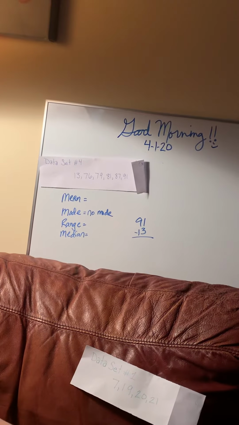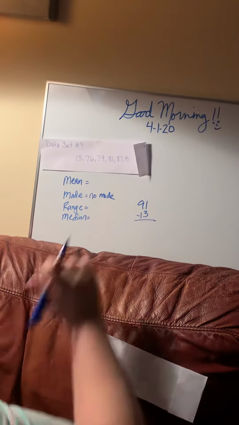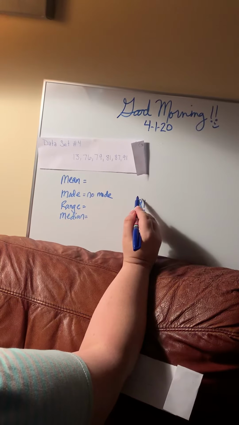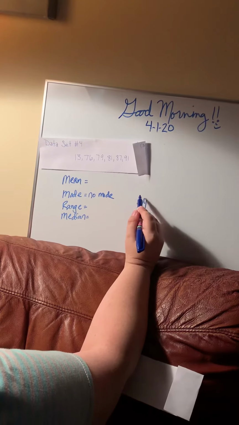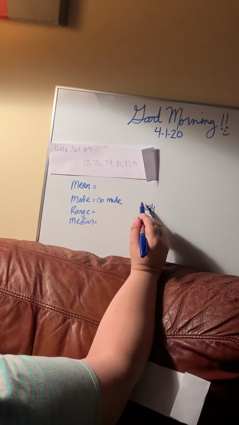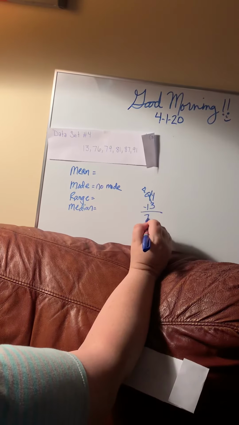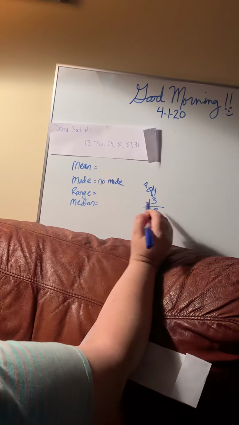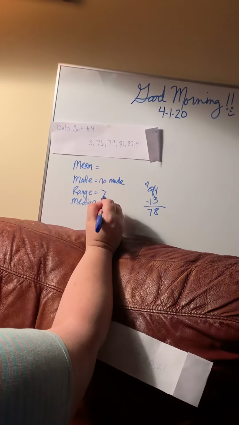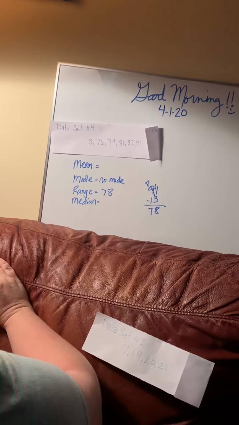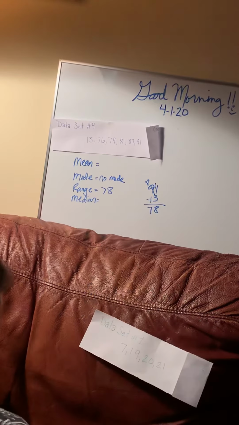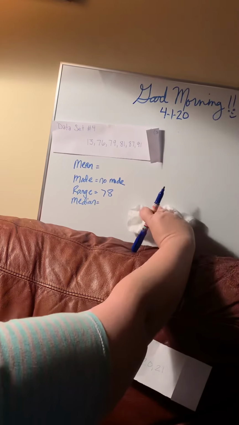In a moment, I'm going to give you a set of data that's not in order to try out, okay? All right, we will subtract. Okay, so the range is 78, which I should have remembered because we just did that a minute ago. Okay. All right, the median.